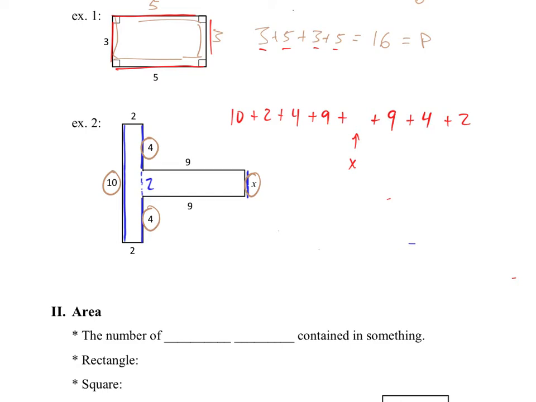All right, so we pop a 2 in here. And now you could use a calculator, or you could just work across. So 10 plus 2 is 12, plus 4 is 16, plus 9 is 25, 27, 36, 40, 42. Did anybody get something different than 42? Okay. So 42 then would be the perimeter.